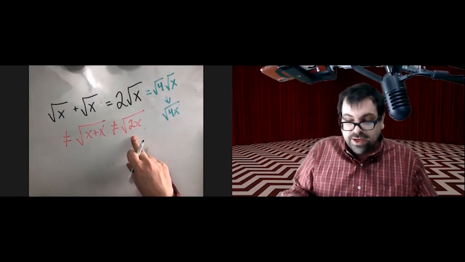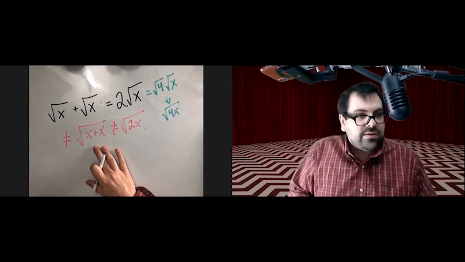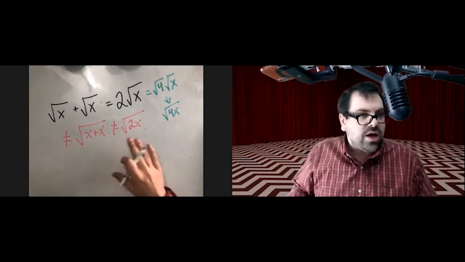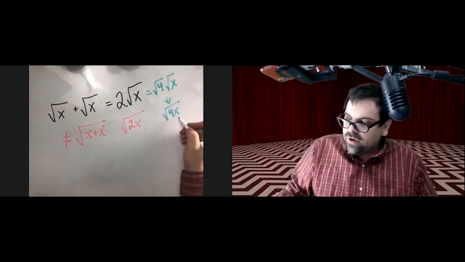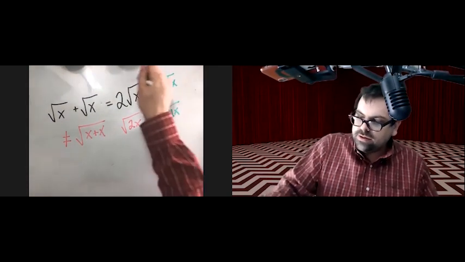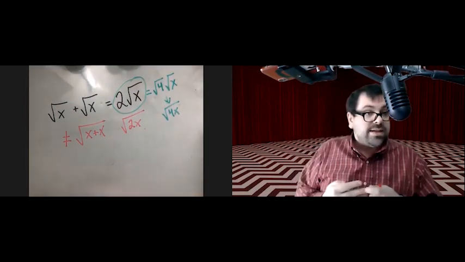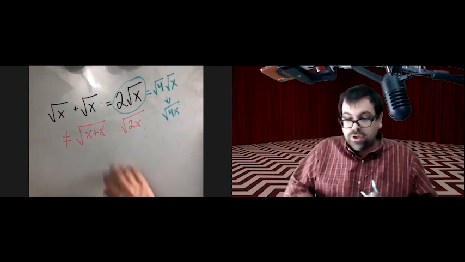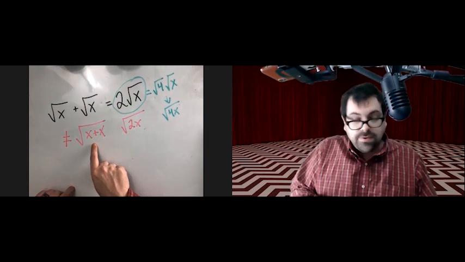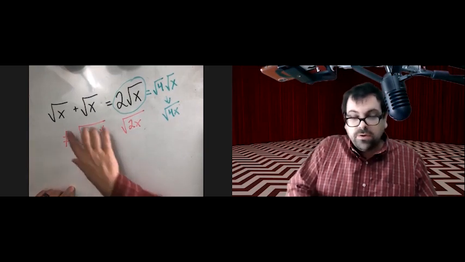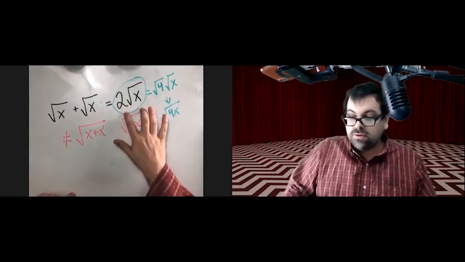not radical 2x. So this shows us we cannot add underneath for any reason. We do not get the same answer. Radical 2x is not the same as radical 4x. And radical 4x is the one that comes from the correct answer. So there's no way to combine radicals and add them underneath. The only way we can add radicals is thinking of them as like terms. And they add this way.